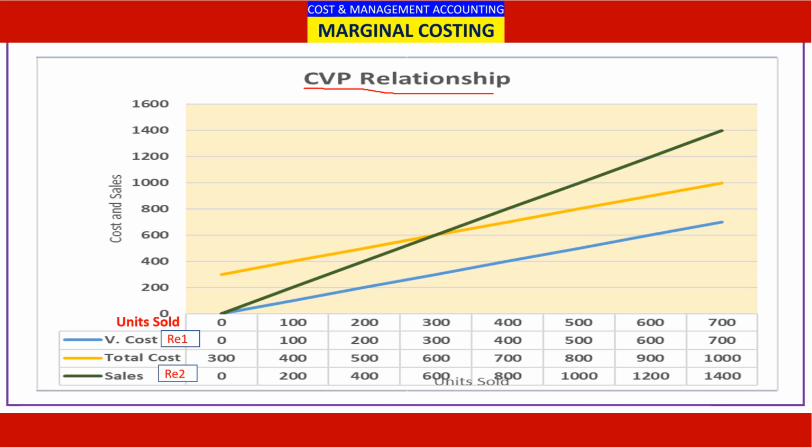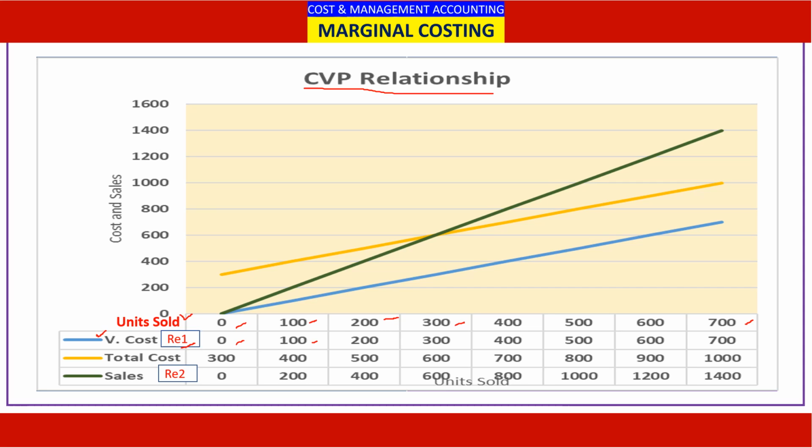Here in this illustration we have got different units sold. First instance 0 units sold, 100, 200, 300 up to 700 units sold. Say we can go up to 1000 units. And to produce 1 unit it costs me 1 rupee. Means first instance 0 cost, 100, 200 rupees, 300. This is the cost which is related to volume of production. We call it variable cost.